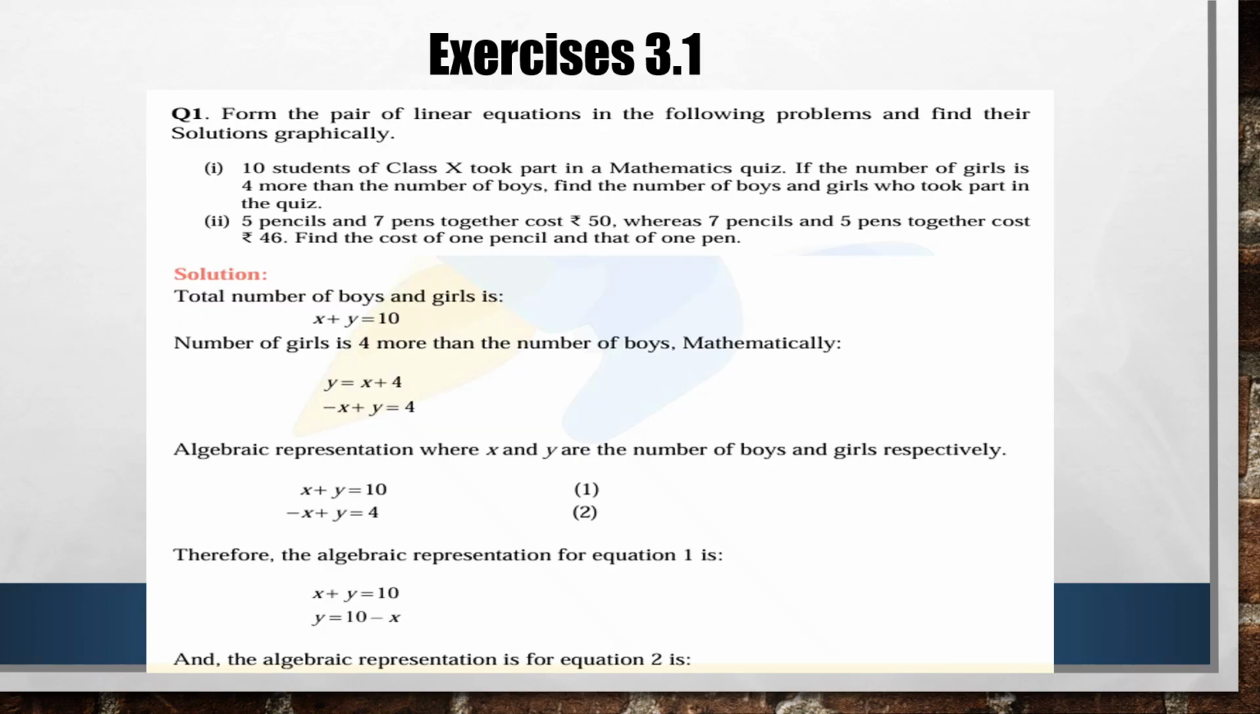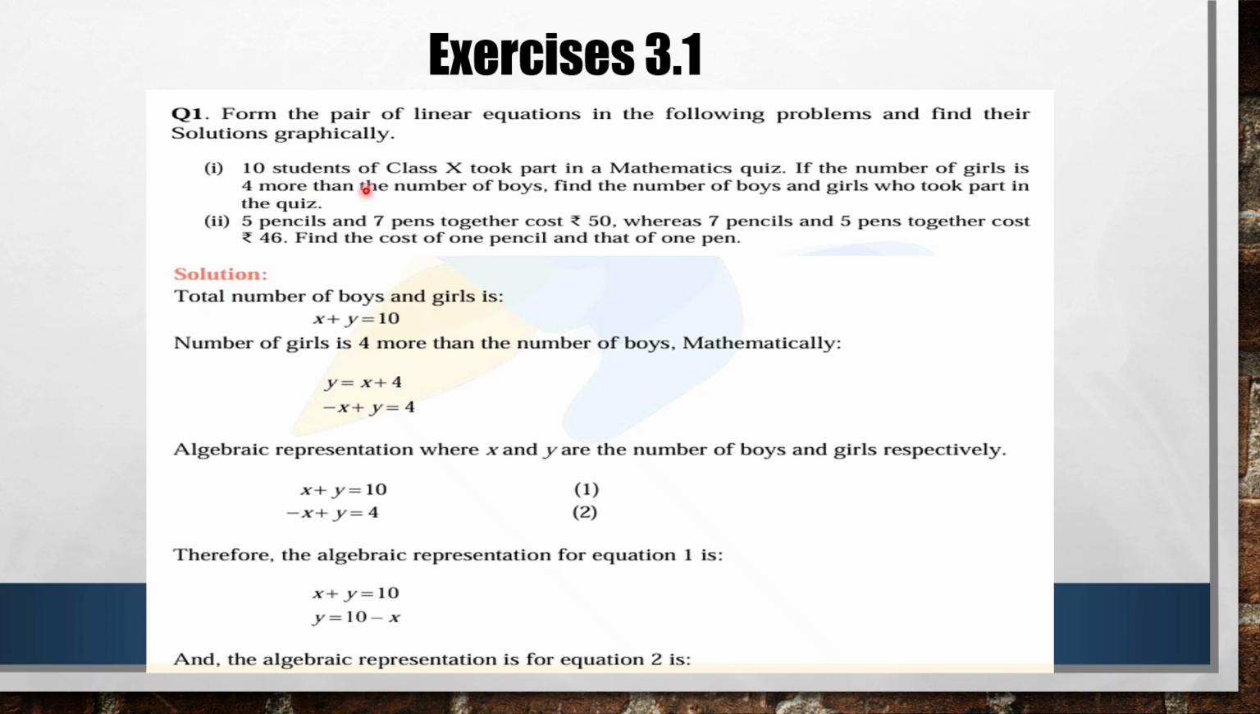In the last video, we discussed the introduction of pair of linear equations in two variables. In this video, let us discuss Exercise 3.1. Question number 1. Form the pair of linear equations in the following problems and find their solutions graphically. So by using the equations, we have to solve the problem by graphical method.